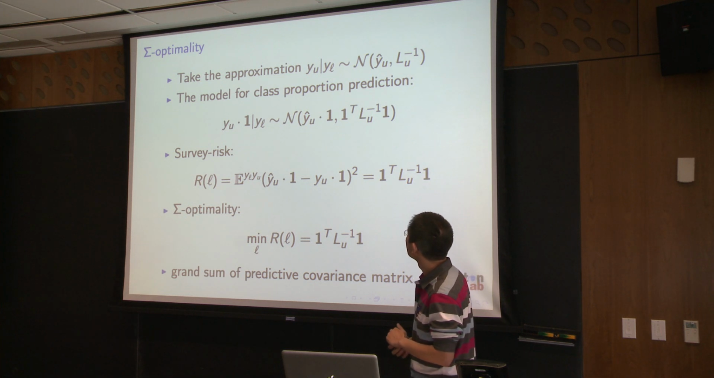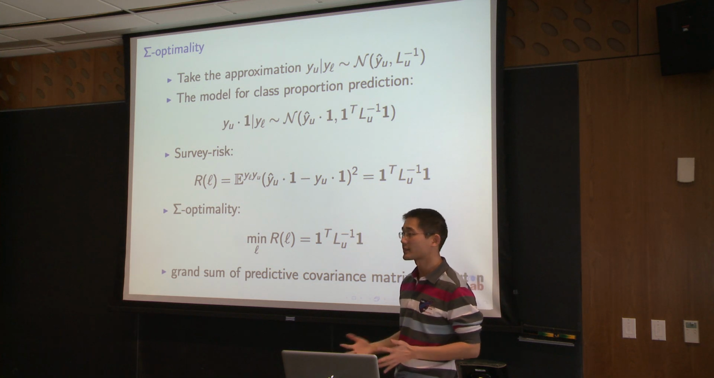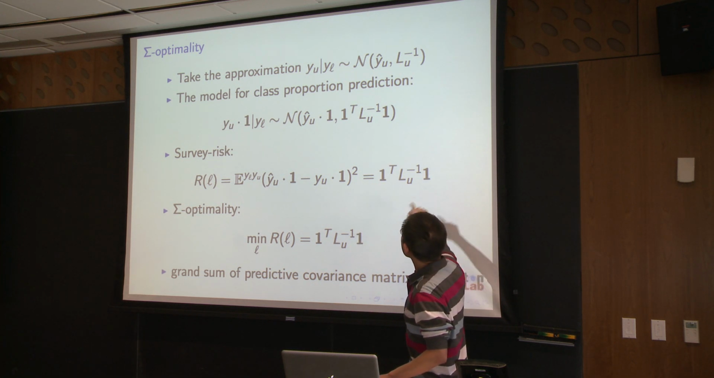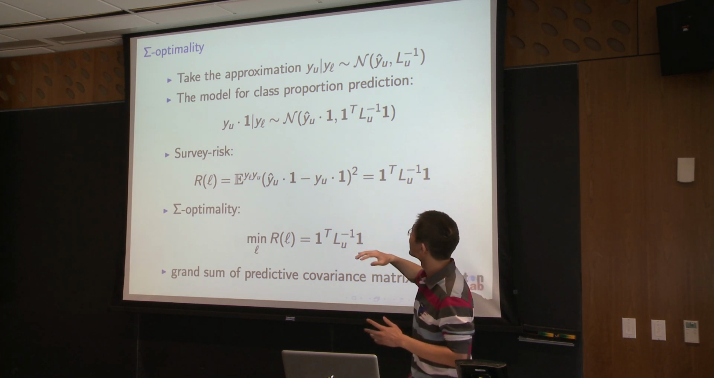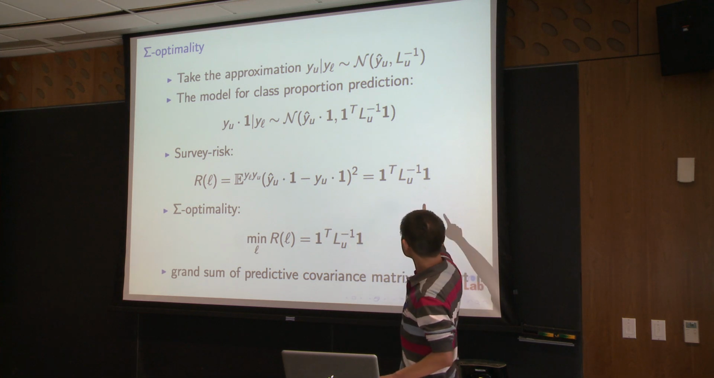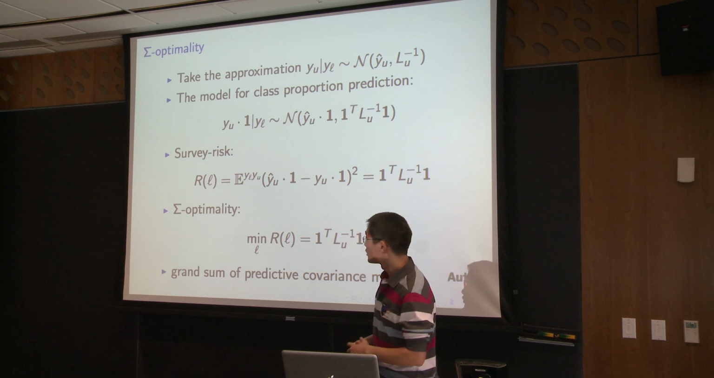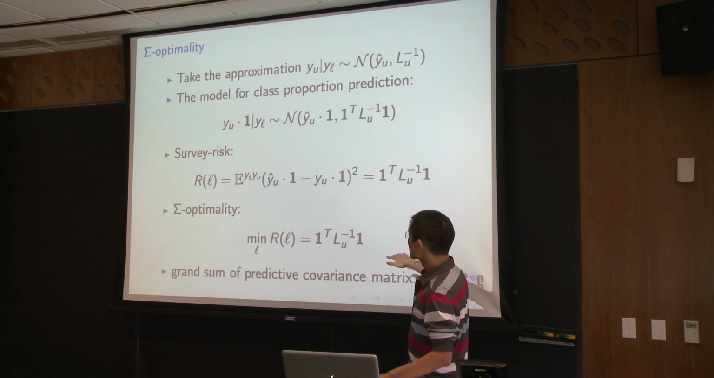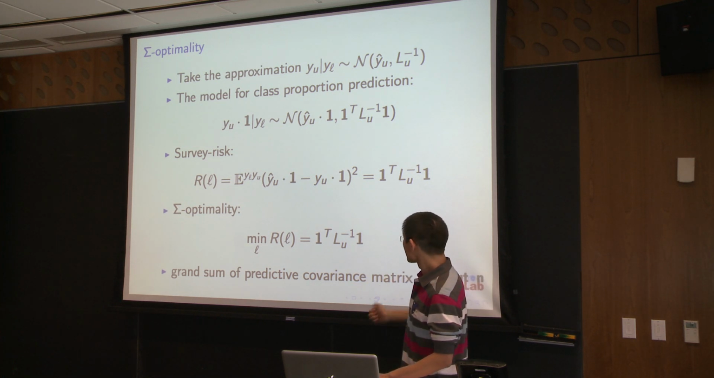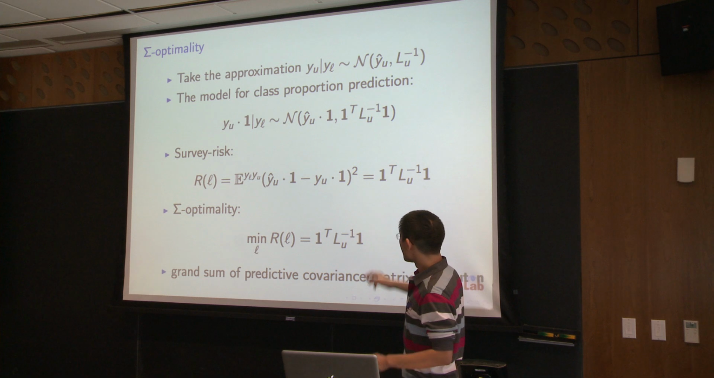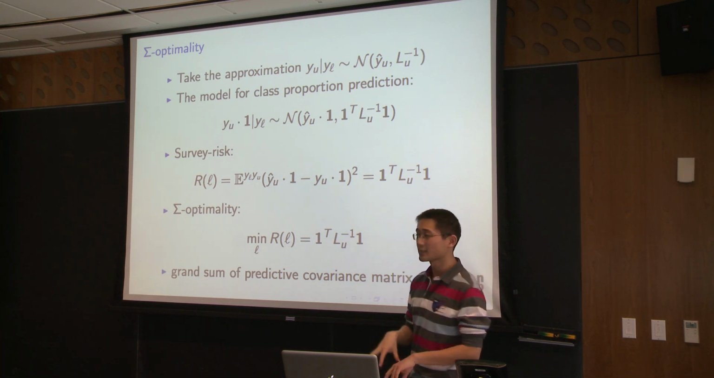For this problem, you can also do a risk minimization step. And the risk is this variance of the posterior for the sum of Y_U. Basically, this is just a number. So we proposed the sigma optimality in this form. We want to minimize the set L so that this risk, the grand sum of the predictive covariance matrix, is minimized.